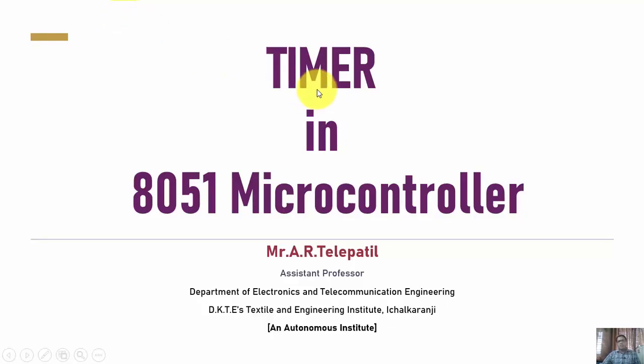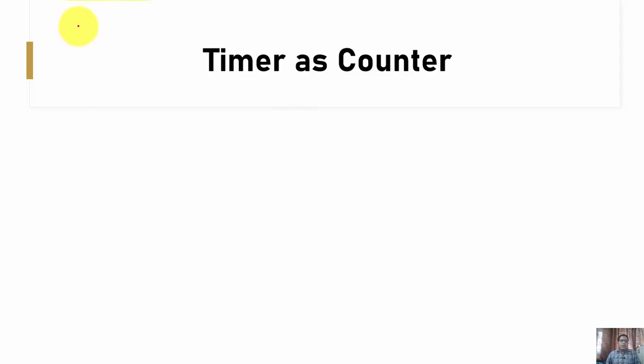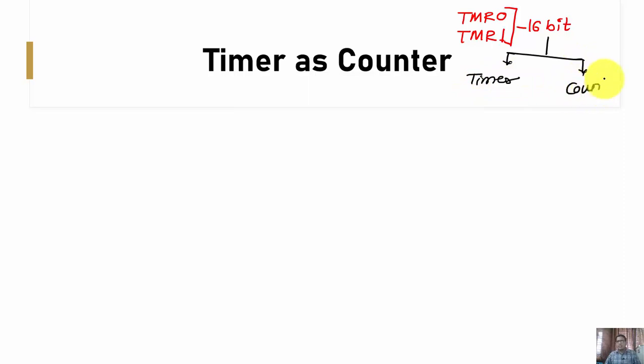We are talking about the timer section present in the 8051 microcontroller, and in today's session we are going to talk about timer programming as a counter. When we talk about the 8051 microcontroller, we know that two basic 16-bit registers are there. The first one is called timer 0 and the second one is called timer 1. Both these 16-bit registers can be used either as a timer or as a counter, right?